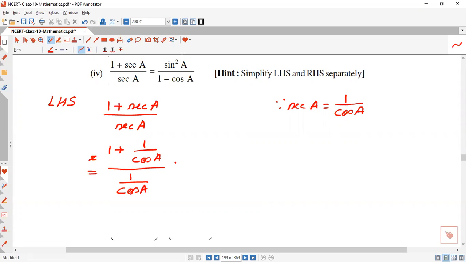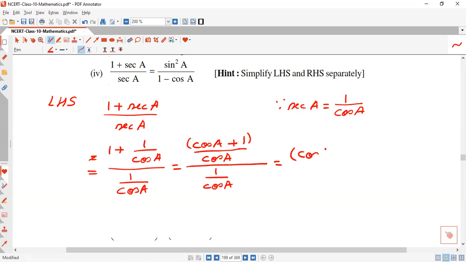Simplify this one. Taking cos A as the LCM in the numerator, cos A is multiplied by the first factor, we see cos A. Multiply the second factor, cos A cancels out, and we get plus 1. Now in the denominator we have 1 upon cos A. So we write down here cos A plus 1 divided by cos A.